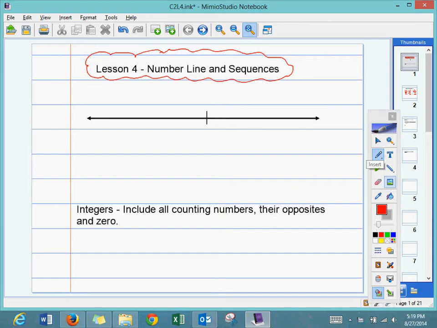But what I need you to do in your notebook is to draw a number line, and we're going to put 0 right in the middle. On the right hand side, those would be the positive numbers, 1, 2, 3, 4, etc. Remember, those are counting numbers. I'm going to label this: these are positive numbers.